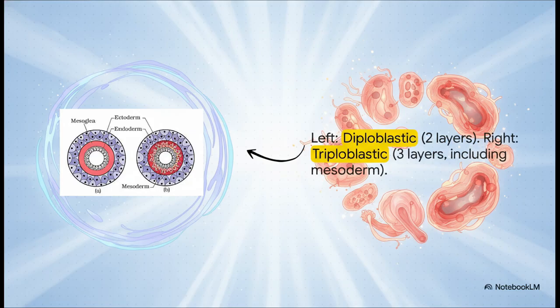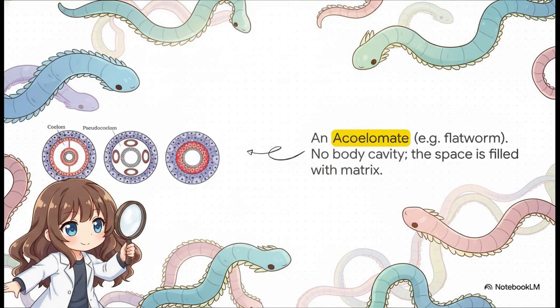That's the magic ingredient. It's the raw material for building true organs, muscles, and most importantly, an internal body cavity called a coelom. So once evolution had 3 layers to play with, it started to experiment with what to do with the space inside. The very first design was, well, no space at all. These are the acoelomates, like flatworms. They've got all 3 layers, sure, but the space between their gut and the outer body wall is just packed solid with tissue, no cavity.